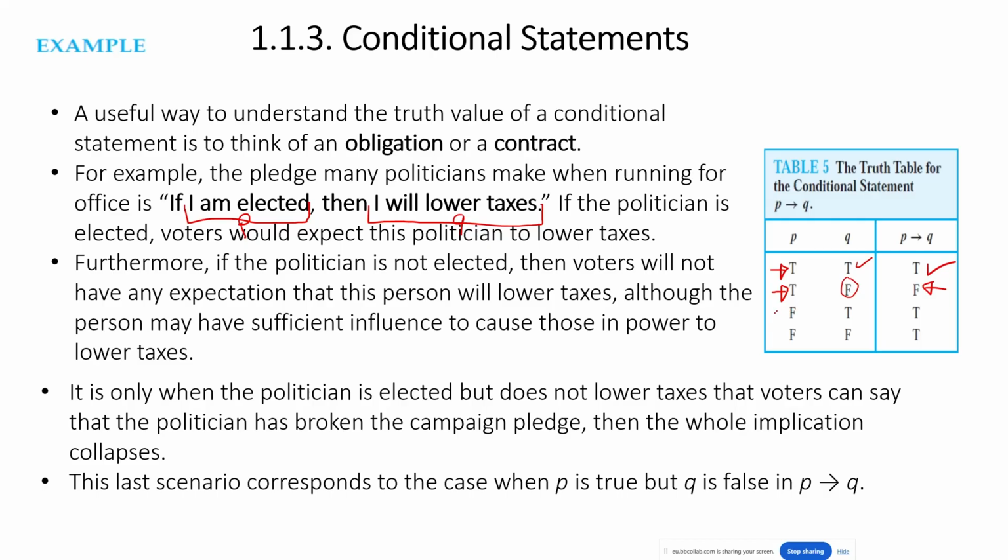Then if he's not elected, basically the taxes are not going to be lowered, but maybe someone is going to lower the tax. The person that was elected might lower the taxes or might not. Even if the taxes are not lowered, because that person did not get elected, this statement is still true. It's still valid. The only time the statement is not valid is when he is elected, he said he's going to lower the tax, and he did not lower the taxes. Then this statement is going to be false.